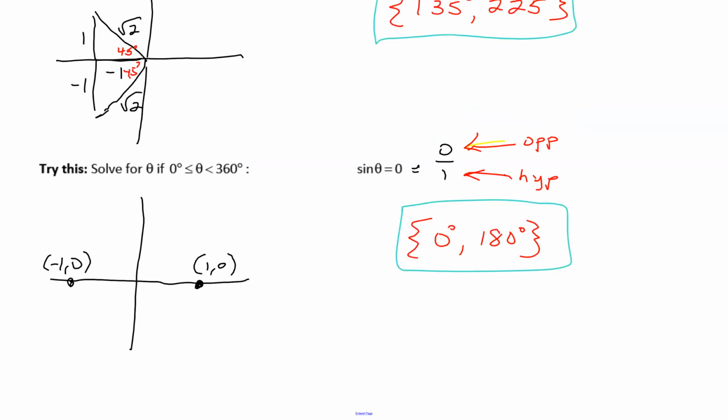All right, hopefully you recognize this one as a quadrantal angle, since our opposite side is 0 and hypotenuse is 1. That means that the adjacent side can either be positive or negative, so that's going to be on the positive x-axis or on the negative x-axis. That'll give us angles of either 0 or 180. Note that we're not including 360, since the inequality stated in the problem does not include 360 as a possible solution. That's it for the lesson, and that's it for the unit.